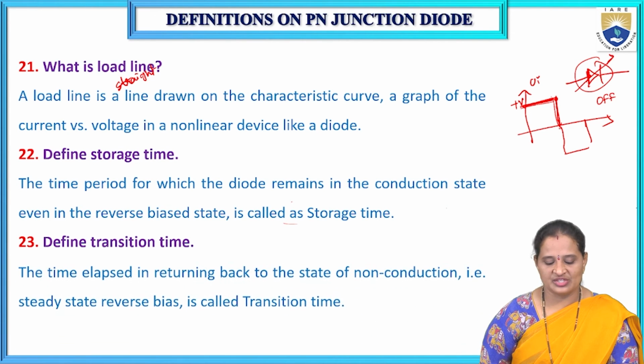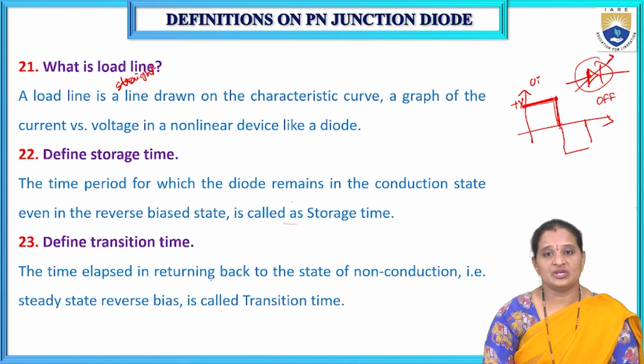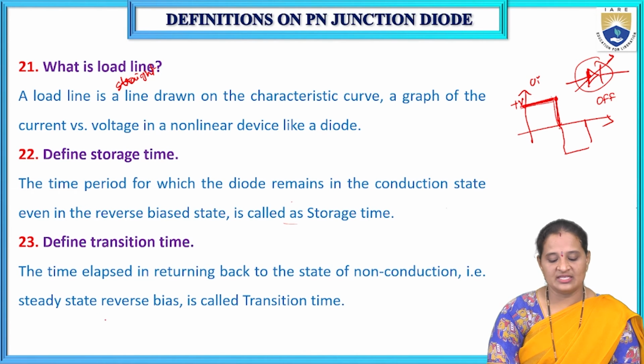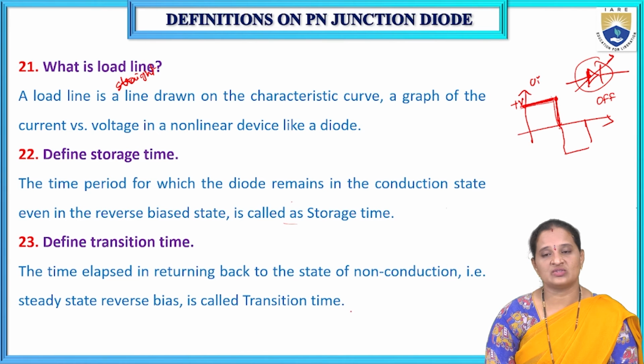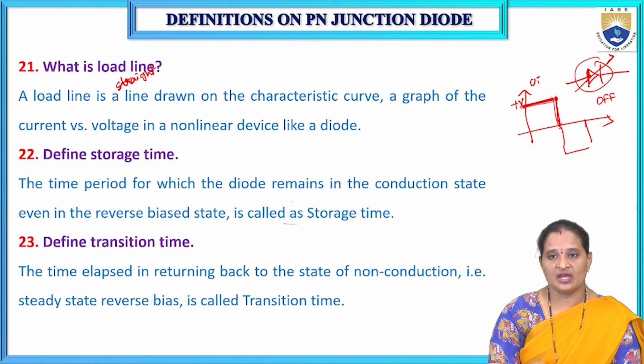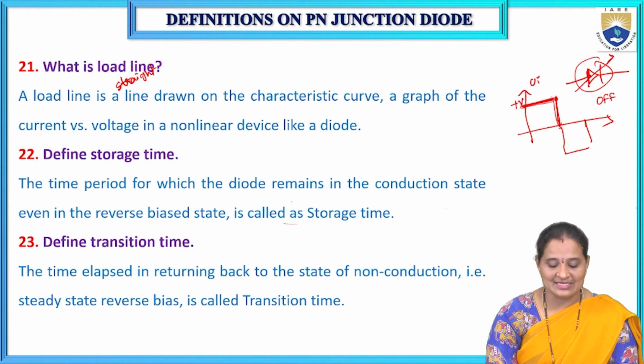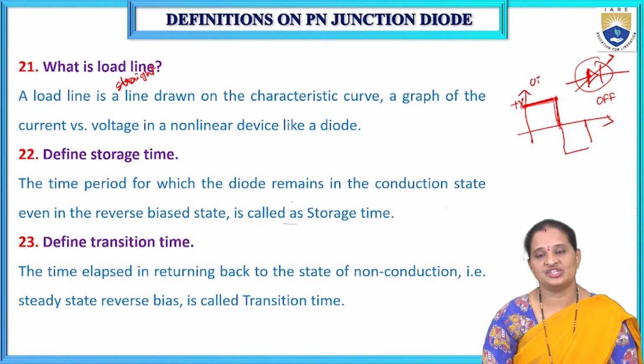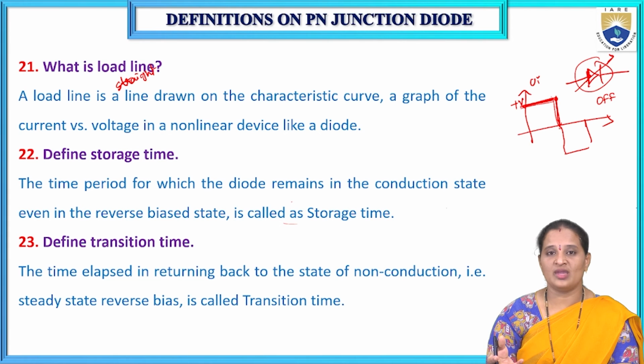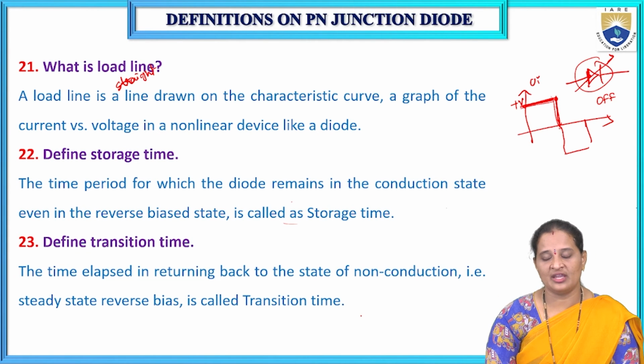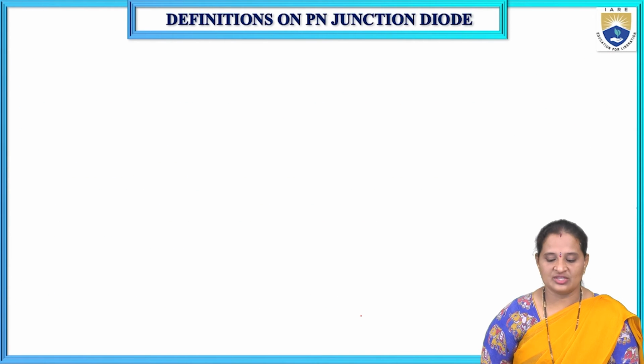Now coming to the transition time, the time elapsed in returning back to the state of non-conduction, that is the steady state reverse bias, is called transition time. It is the time taken by the diode to achieve its steady state reverse bias condition, that means to make the diode off or non-conducting. So this is transition time.